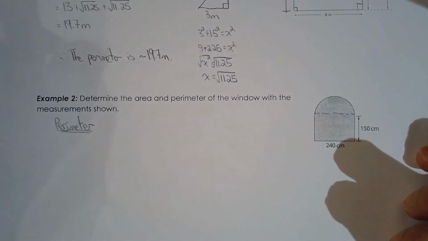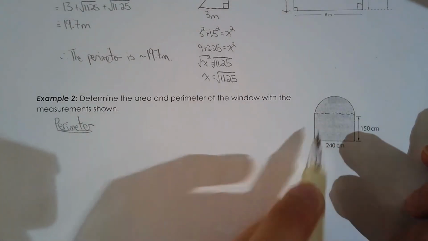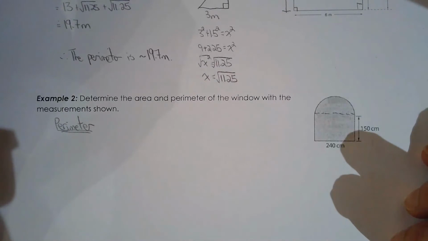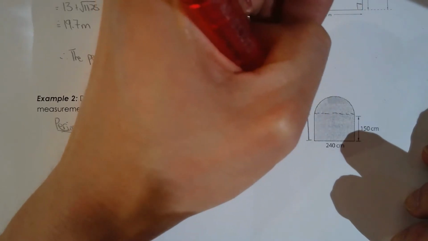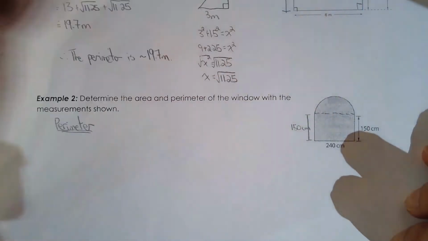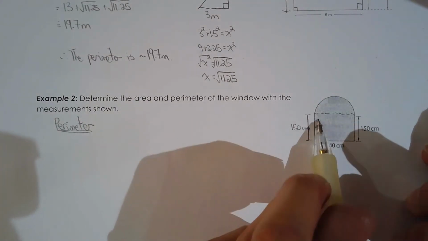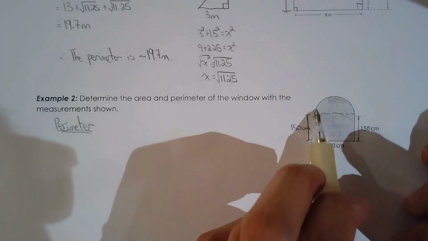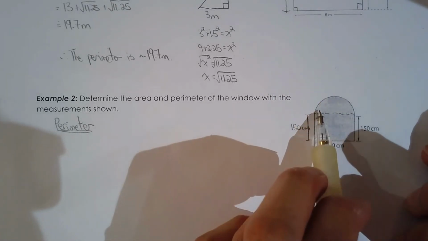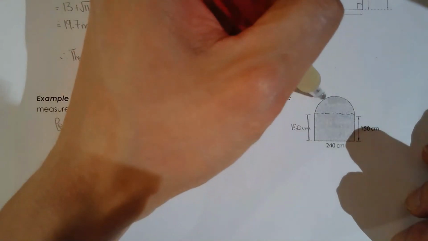Okay. So once again, they didn't show us the markings, but this is a rectangle. So this here is also going to be 150 centimeters. Okay, so this is 150, this is 240, this is 150. So if I find the length of this arc, I can tell you what the perimeter is. So how can I find the length of this arc?